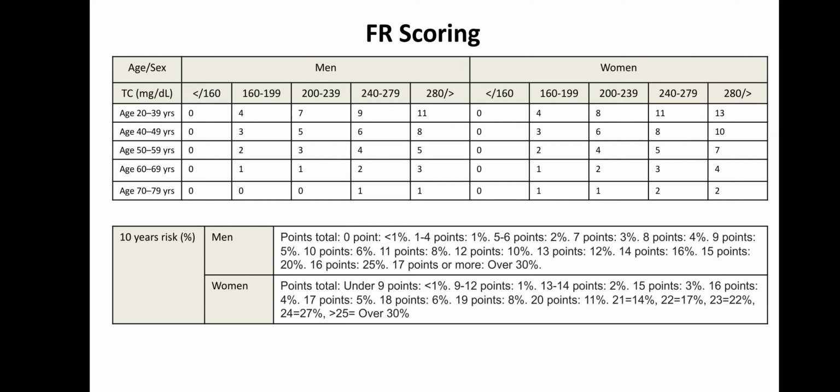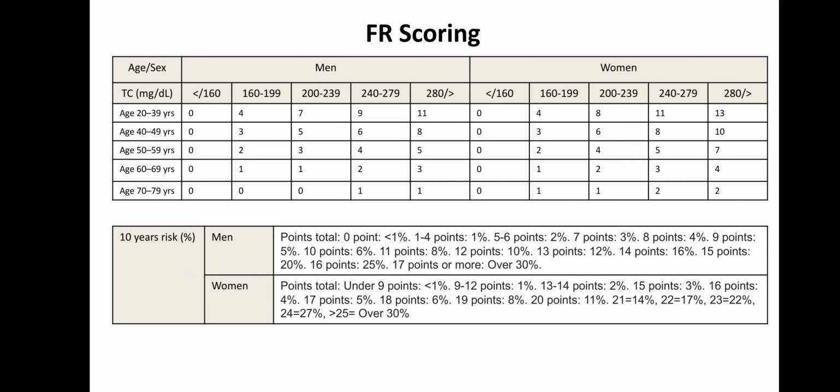Suppose if you have a total of 17 points or more, then you have a 30% risk of developing cardiovascular disease, as this is in the man's case. And in women, 30% is at 25 or greater points. So women have higher points for the same risk, and men have lesser points for the same risk of developing cardiovascular diseases.